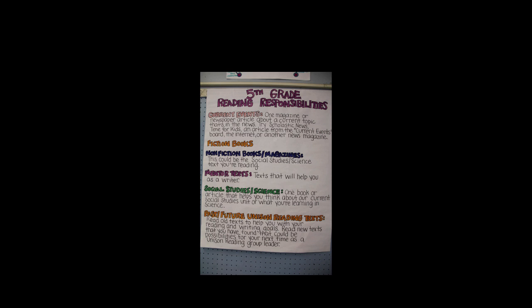Every student needs to understand that they have a responsibility to read across different categories of text. So current events, newspapers and articles, fiction, nonfiction, exemplars for the things that they're writing, social studies and science for their credit-bearing classes, and past and future Unison Reading texts. Also, kids need to know that in order to build reading fluency, they need to read texts that are familiar to them. So you should teach into that connection.